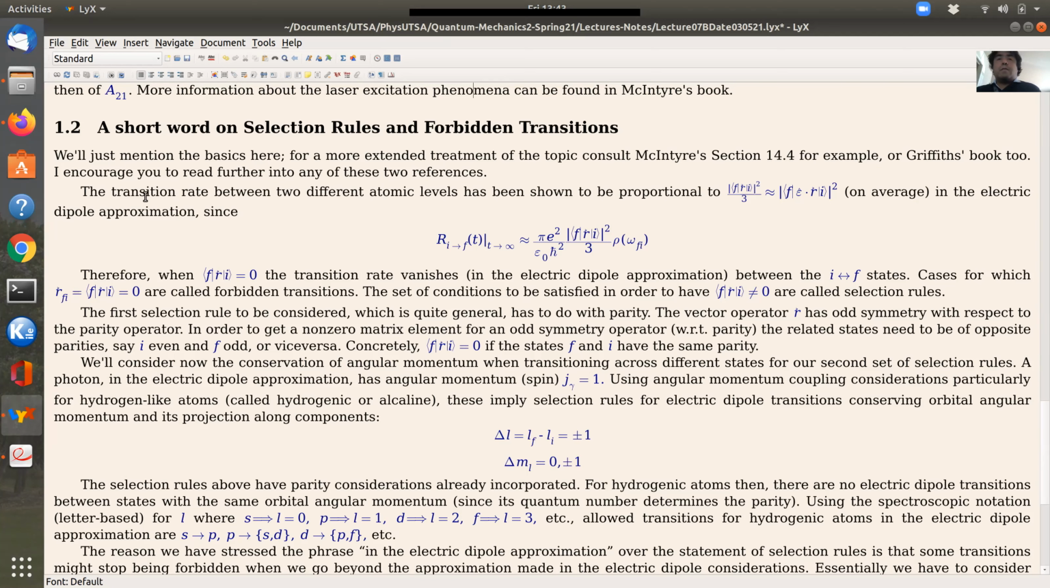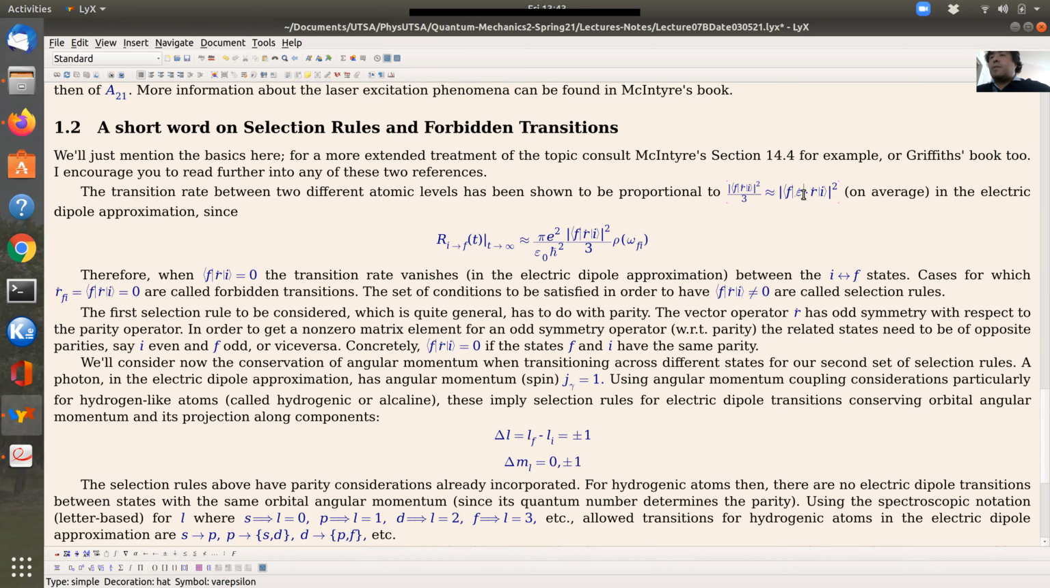So what we have seen so far from our previous study is that the transition rate between two different atomic levels is basically proportional to this averaged element, right? Which is, in the average that we did via this justification, equal to the norm squared of the matrix element of epsilon, the polarization vector, inner product with R. And so this is the transition rate that we obtained.